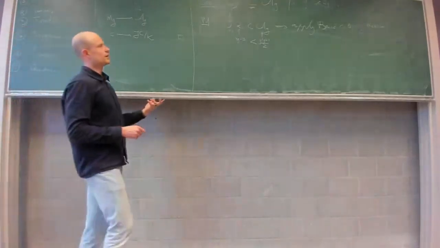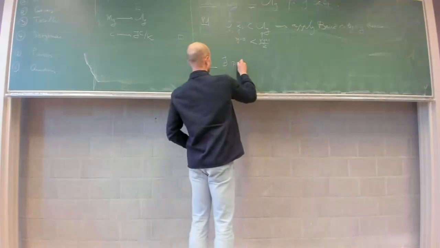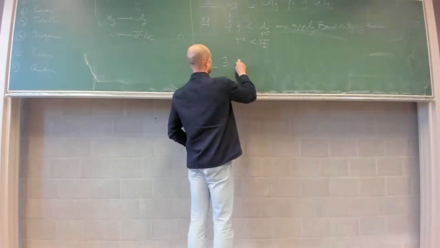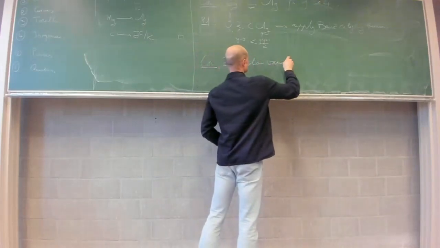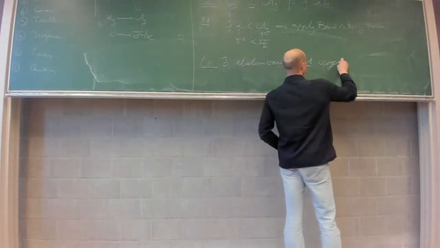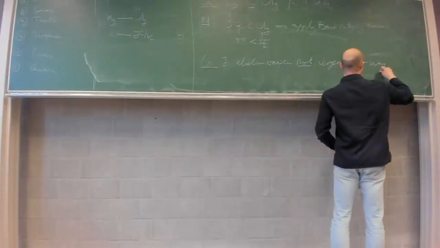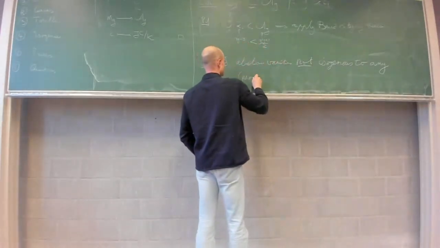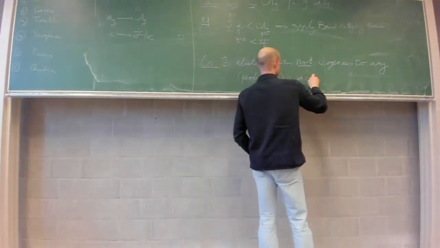Yeah, so this also shows that there are principally polarized abelian varieties not isogenous to any product of Jacobians.